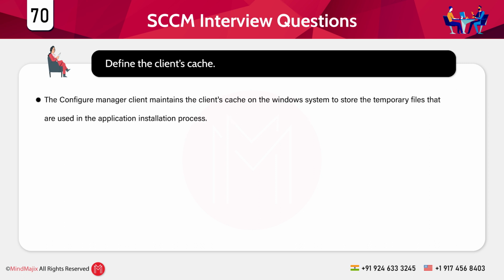The next question is, define the client's cache. So the configuration manager client maintains the client's cache on the Windows system to store the temporary files that are used in the application installation process. So the standard size of the client cache is 5120 MB.